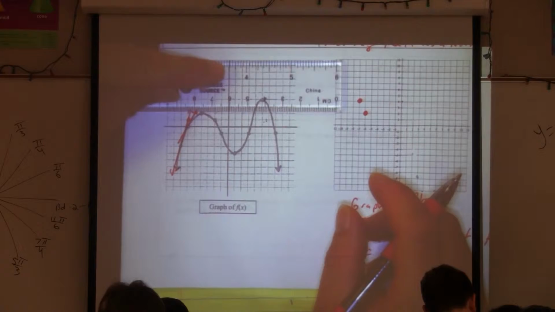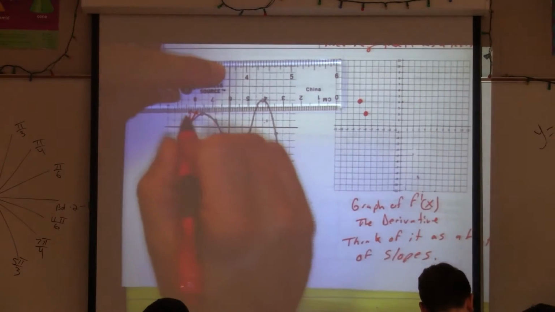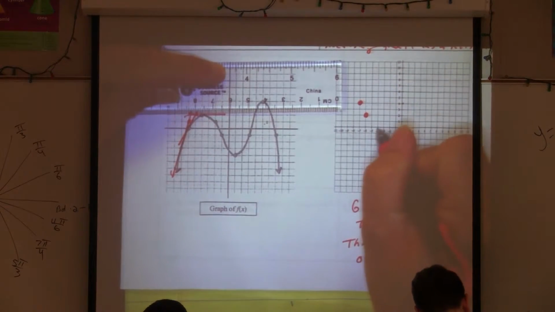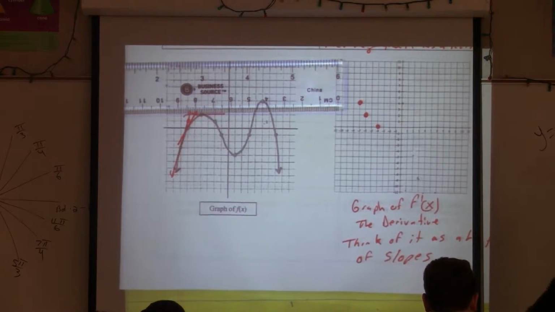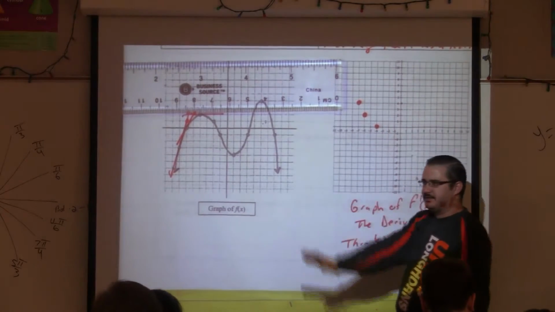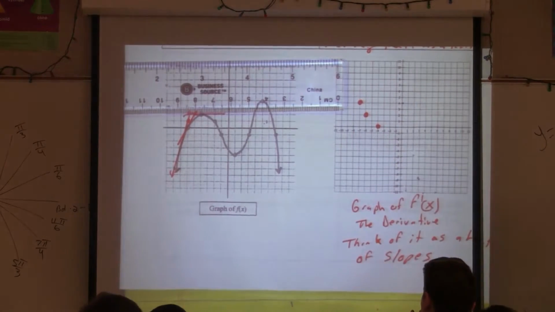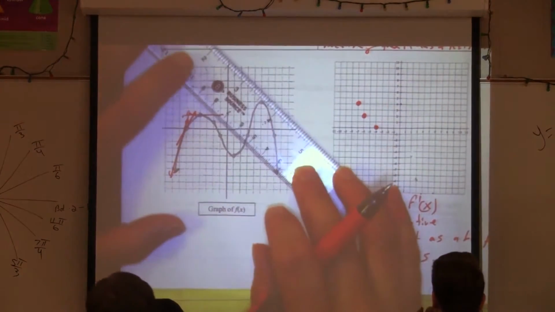How about at negative 4? 0. So where is that? On the x-axis. I'm listing it. I go to that x and I put it where it needs to be. You understand? Okay, let's keep going as far as we can go before the bell rings.